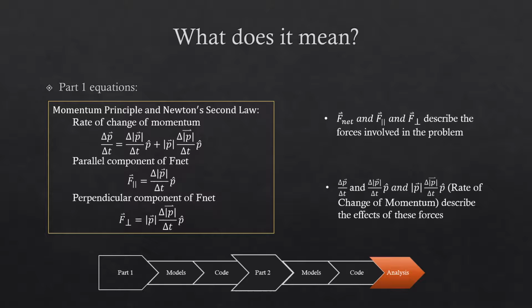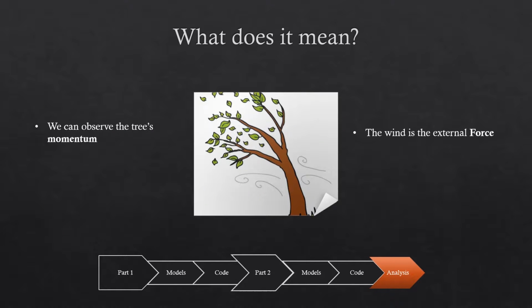What does it mean? Looking back on our calculations for part 1, we had to be careful about differences between net force and its parallel and perpendicular components, and the rate of change in momentum and its parallel and perpendicular components. The net force and its components describe the actual forces involved in the equation, while the rate of change in momentum and its components describe the effects of those forces, and you can use them to calculate the net force. You can think of it like the wind in the trees. You can see the trees moving, which is observing their momentum, and you can understand that there is an external force, the wind, that is moving them.